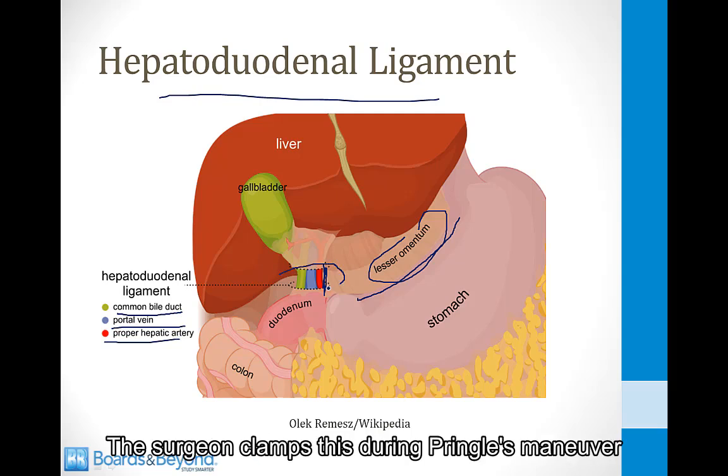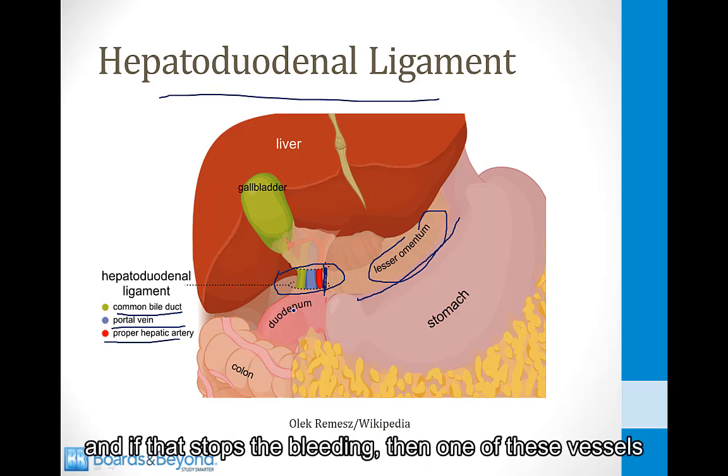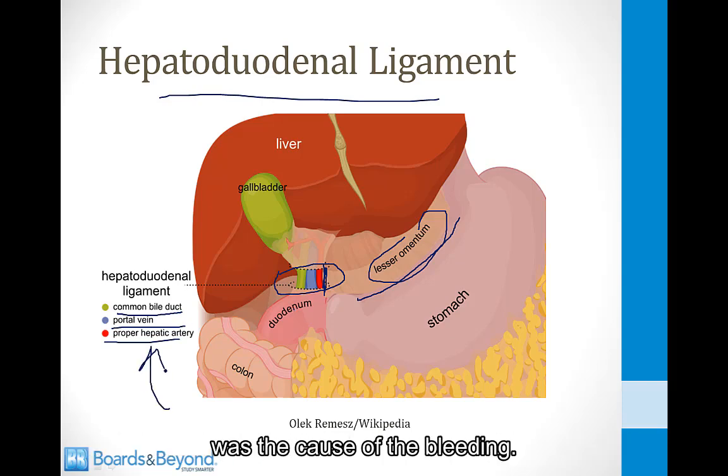The surgeon clamps this during Pringle's maneuver to obstruct blood flow through these vessels, and if that stops the bleeding, then one of these vessels was the cause of the bleeding.